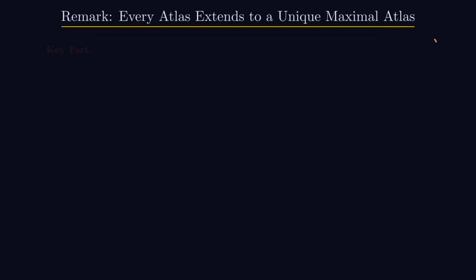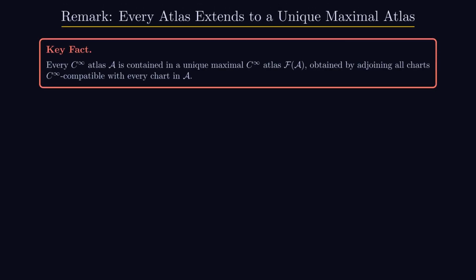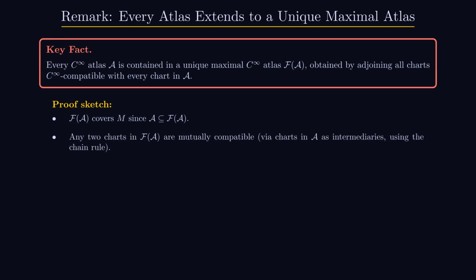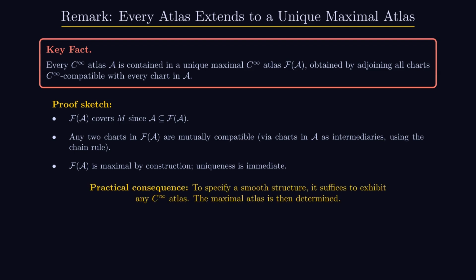Every C infinity atlas A is contained in a unique maximal C infinity atlas, denoted F of A, obtained by adjoining all charts that are C infinity compatible with every chart already in A. F of A covers M since A is already contained in it. Any two charts in F of A are mutually compatible. We route through charts of A as intermediaries and apply the chain rule. Maximality follows by construction, and uniqueness is immediate. To specify a smooth structure on M, it suffices to exhibit any C infinity atlas. The maximal differentiable structure is then uniquely determined.